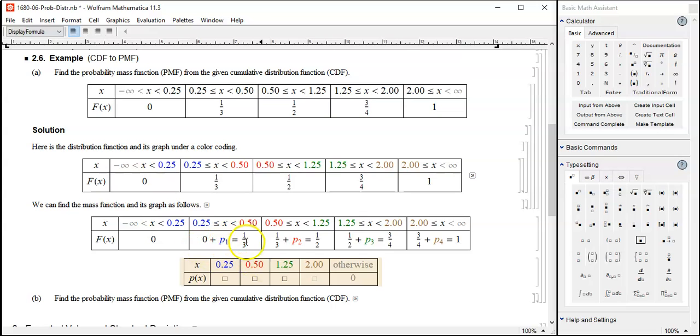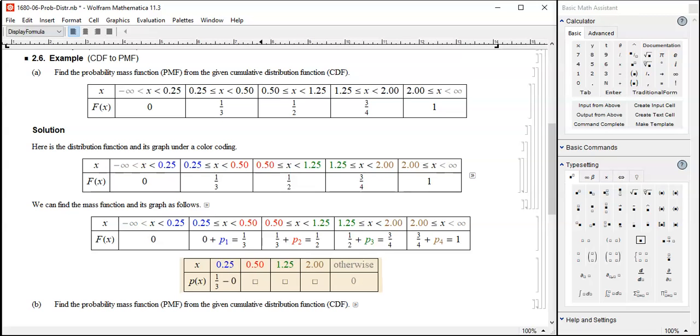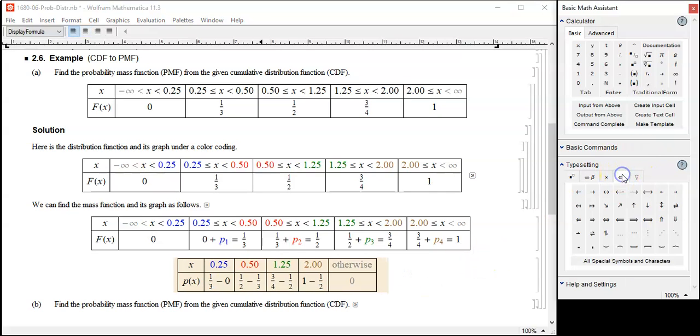So I had to add something to get 1/3. So the backward operation will be subtraction. I had to add something to get 1/2, so the inverse operation will be subtraction. I had to add something to get 3/4, so we go backward. And then finally, we subtract. And then what are these numbers? What are these probabilities? What are those probability masses?